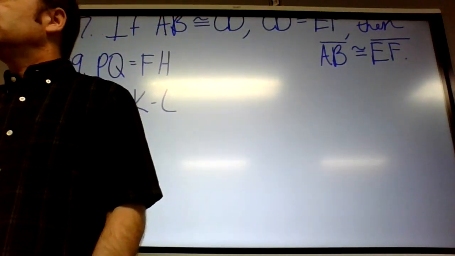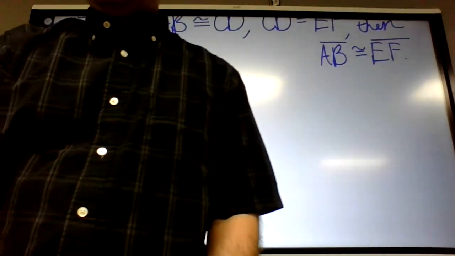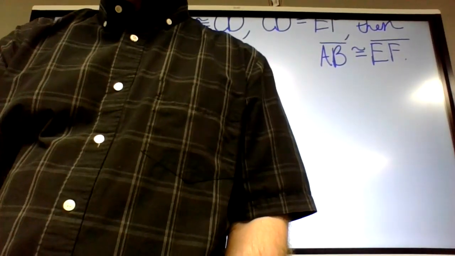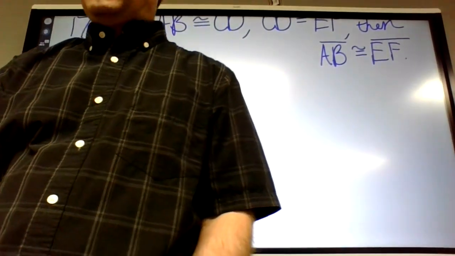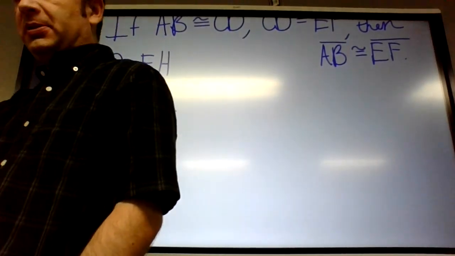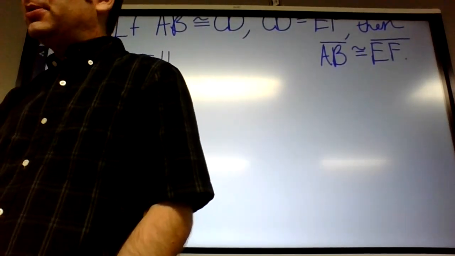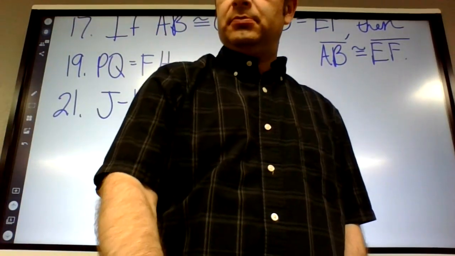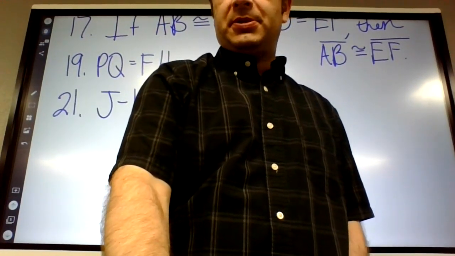Mr. Jordan, is 20 like 19, but you have to put the line segment? Well, yeah. Remember the definition is if they're congruent, then they're equal. So they're congruent, so you have to put the line segments congruent, yeah.